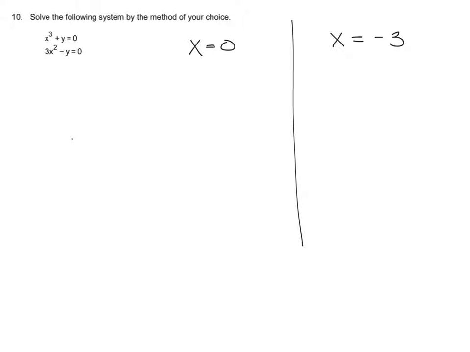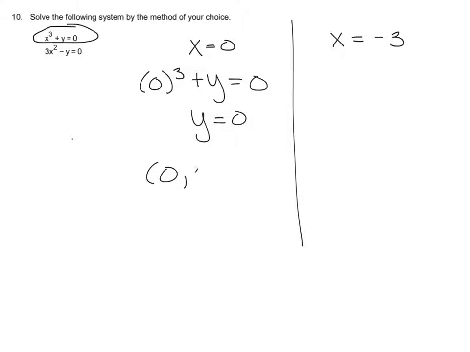Now I'm going to take each of these values for x and plug them into an equation and solve for y. I'll choose the top equation, x cubed plus y equals 0. So I'm going to plug in a 0 for x. I have 0 cubed plus y equals 0. So y equals 0. That means that my ordered pair is (0, 0). This is my first solution.